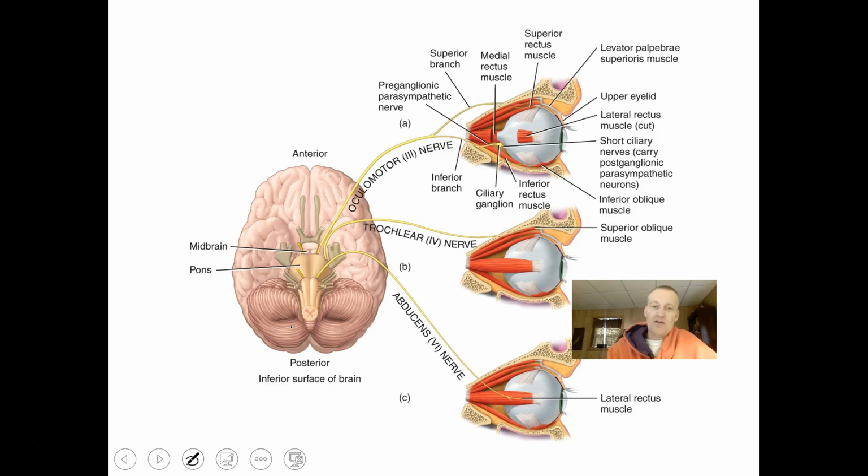And so there's a lot of the cranial nerves that service the eye. You can see the oculomotor services the eye. The trochlear cranial nerve services the eye, and so does the abducens. So this kind of graphic shows you what they each are going to stimulate.